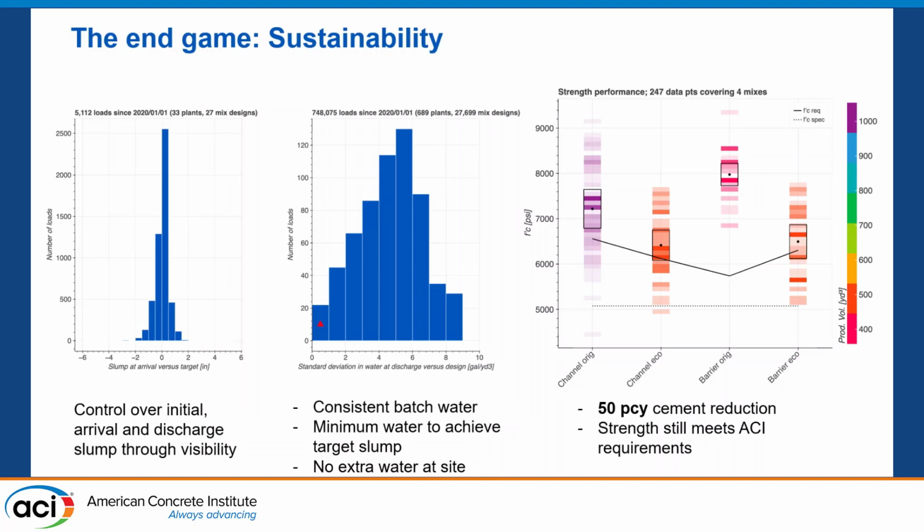What they were able to do is use the system to first get consistency in their slump, and in this case, that means a lot of other things. It's not only just water, but also, as you saw before, the time it takes to get to site and when they're pouring. They were able to really bring that variability down, and the middle graph here shows the standard deviation in water at discharge for a variety of customers with a very similar mix design.